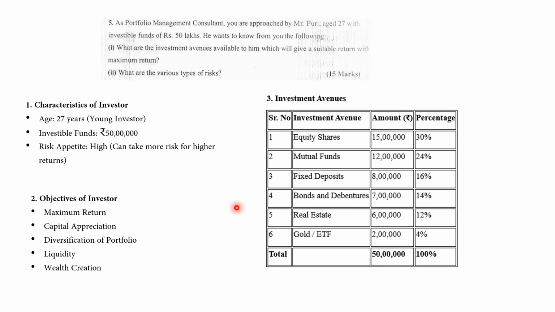According to his 50 lakhs and whatever he wanted, this is how I have broken up his investment avenues. Equity share will be 15 lakhs, mutual fund 12 lakhs, fixed deposit 8 lakhs, bonds 7 lakhs, real estate 6 lakhs, and gold ETF 2 lakhs. You can all go through this once.